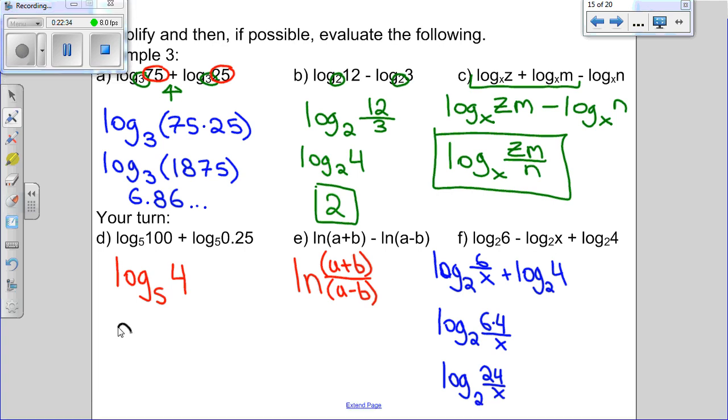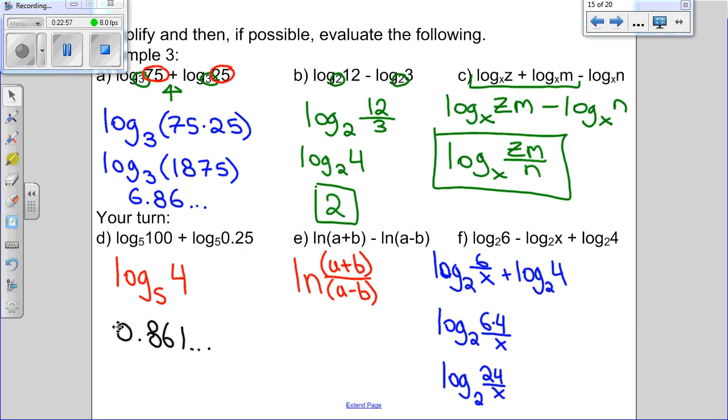The next one, I have a ln and a ln. That means they're both base e. So if they're both base e, I can combine them. You take the first argument, you divide it by the second argument, so it would be a plus b divided by a minus b. You can't simplify those things at all. So you're just stuck with a plus b divided by a minus b.